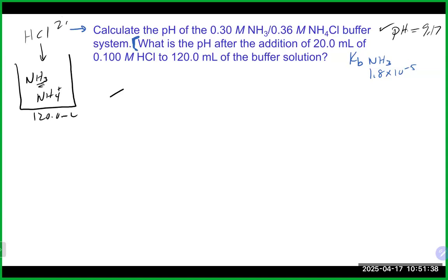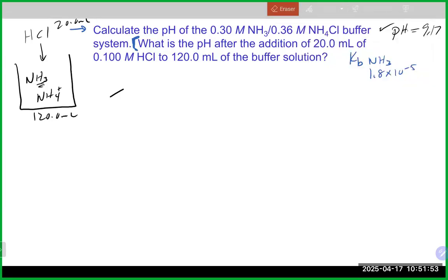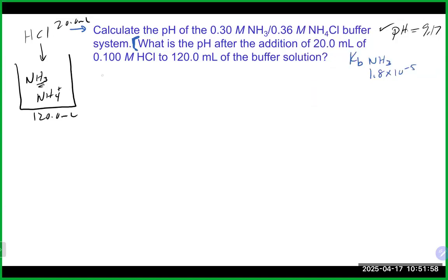And again, we're going to add, in this case, 20 milliliters of our HCl. So we're definitely going to get a reaction and we're adding volume. That definitely means that we want to use moles in our ICE table. So we might as well start with calculating moles of everybody. Our HCl moles are going to be 0.02 liters times the molarity, 0.1 moles per liter. That's 0.02 times 0.1, which is 0.002 moles of HCl.